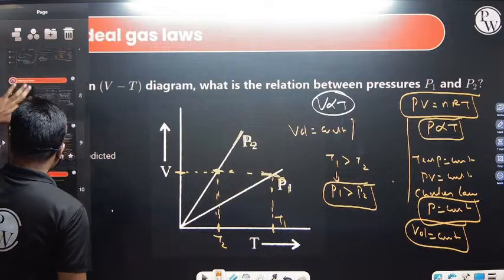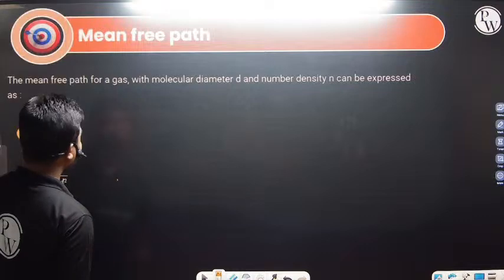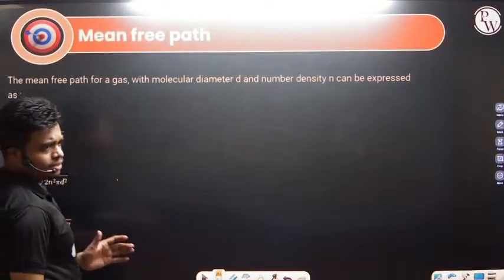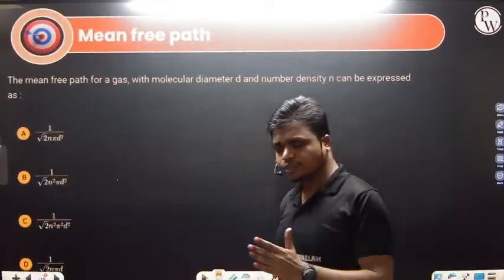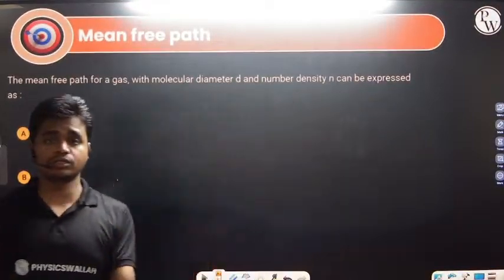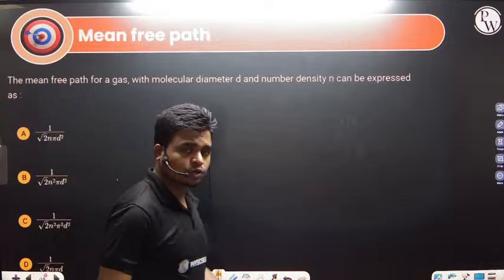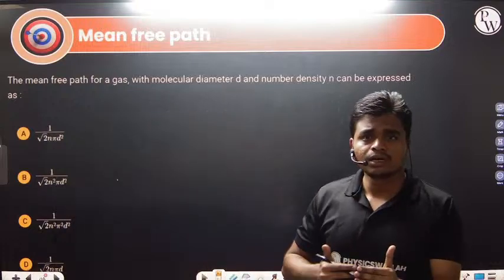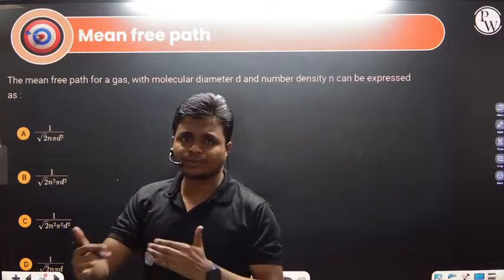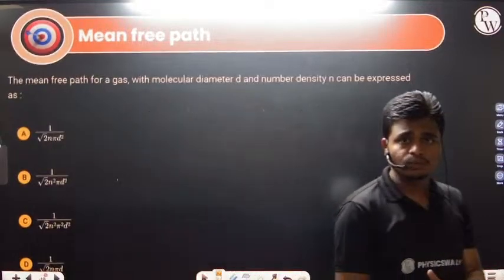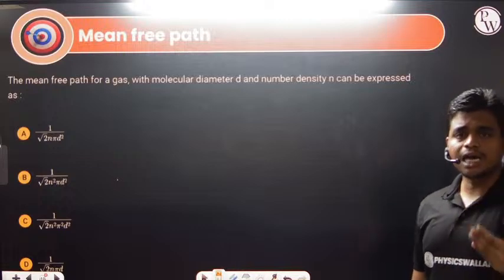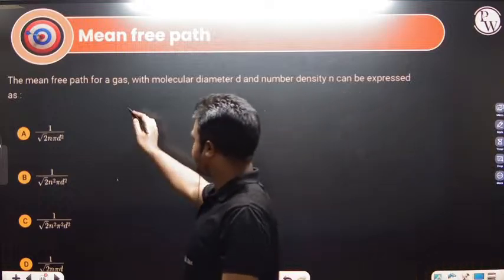So moving to the next question, that is from the mean free path. We know what mean free path is. It is the average distance traveled between successive collisions of the molecules. Molecules will be doing Brownian motion, and during that they will collide with each other and make a number of collisions. The total average distance they travel between collisions is defined as mean free path.